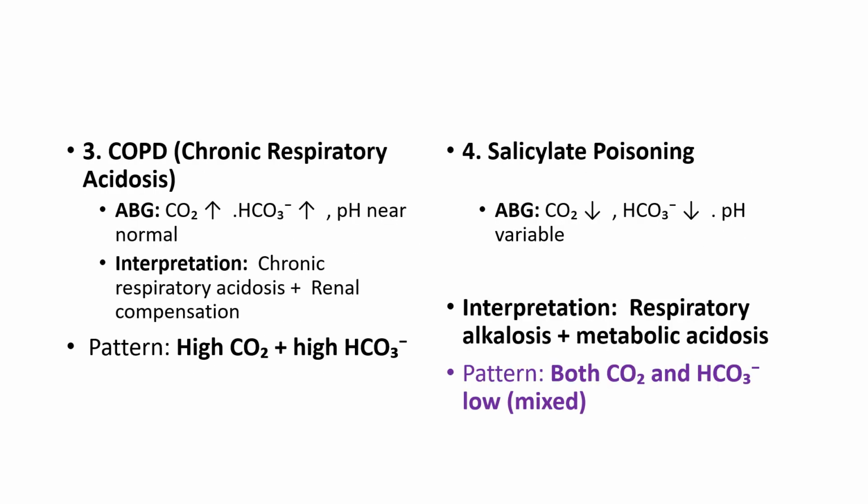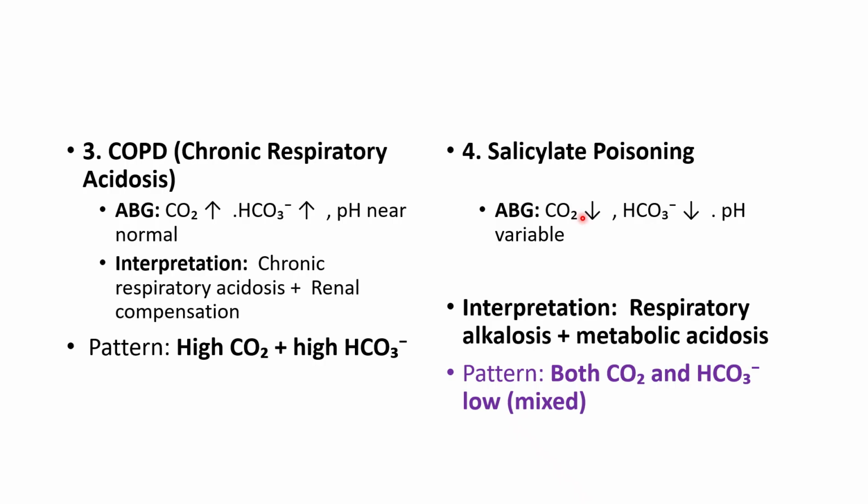Then the third example is COPD, which is a chronic respiratory acidotic condition. So there will be persistently high levels of CO2. Because it is a chronic condition, the kidney will adjust to it and the change in bicarb will be more. Like we saw, in acute respiratory acidosis it was a change of 1 for every change of 10 in CO2, but in chronic it is a change of 4 for every change of 10 in CO2. So it might bring the pH to near normal, but it is respiratory acidosis compensated by metabolic alkalosis.